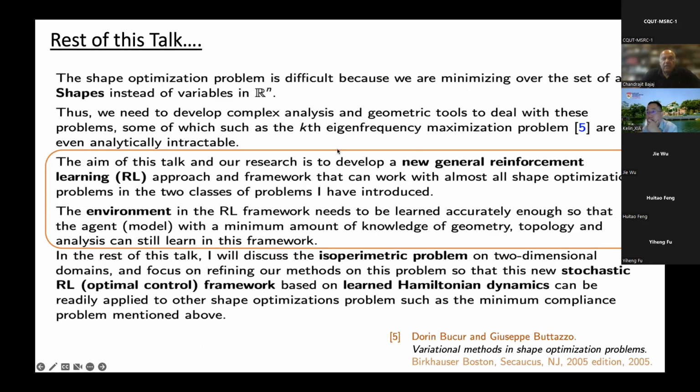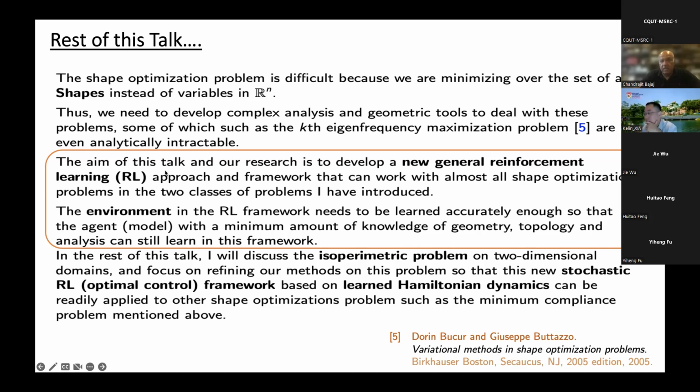So in the rest of my talk, given this brief introduction, I want to focus on the exact thing that caused us to study this: if you put this in a general machine learning framework or a general reinforcement learning framework, how do we solve this in a learned fashion? The shape optimization problem is difficult because we're minimizing over the set of all possible shapes in a collection instead of just variables in some R^D. And it's also well known that these problems are analytically somewhat intractable. Nice reference in a book by Bucur and Buttazzo.